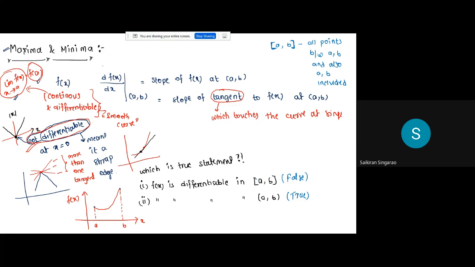So if A and B are included, the function will not be differentiable, because at A and B it is not differentiable. But whenever I write an open parenthesis, the meaning is all points between A and B, that's it. Whenever you write closed brackets, it means all points between A and B and also A and B included. If A and B are not included, then the function will be differentiable.